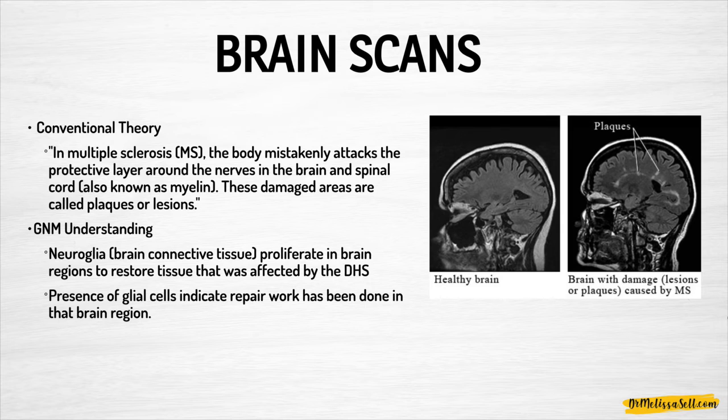So let's look at this regarding the brain. The conventional theory is that something like multiple sclerosis, the body mistakenly attacks the myelin, the protective nerves around the brain and spinal cord, and these damaged areas called plaques or lesions are considered the cause of the problem. And so they say, oh, here's the issue, here in the brain. But from the GNM perspective, it's the neuroglia, the brain connective tissue, that has proliferated in specific brain regions to restore the tissue that was affected by the biological conflict. And so the presence of these plaques simply indicates repair work that has been done due to previous conflicts.